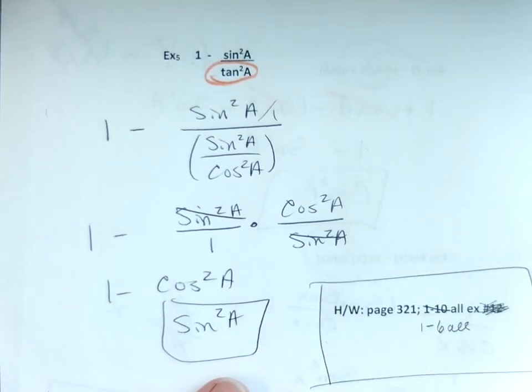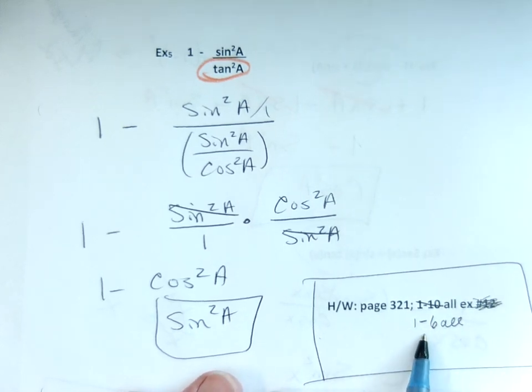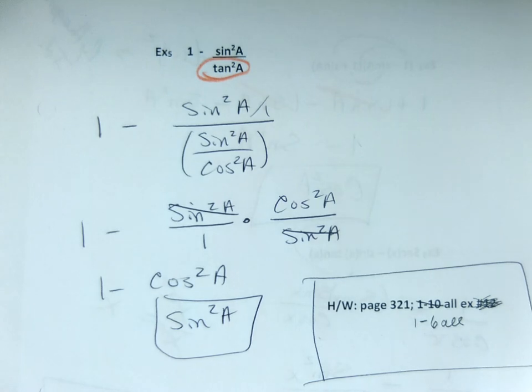Page 321, 1 through 6 all. Some of these are A, B, and C, but the first ones are pretty easy. I'm also going to leave my answer book up here so you can check, okay? The only way you can get good at this is to practice it.